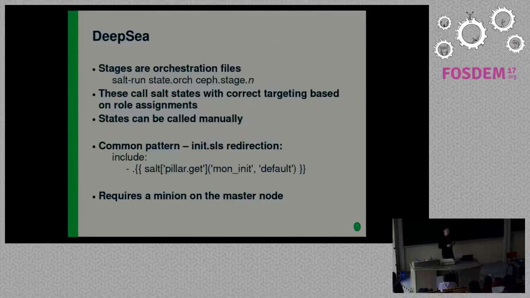For those of you who don't know what a pillar is, that's just a place where you can store static configuration data that is available to all minions. Think of it as a key value store. So this include here, the specific one, will look in the pillar if there's anything defined for mon init. If there is, it will use that as a value, or if not, it will just use default, which in this case will then open a default.sls in the same directory and execute what's in there. And why we do this, I will get back to that at a later stage.